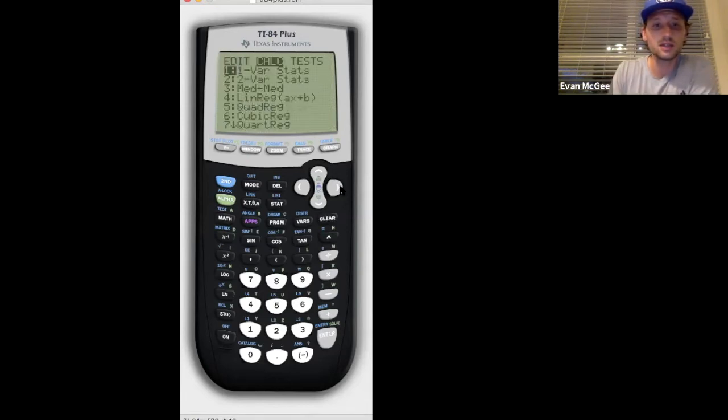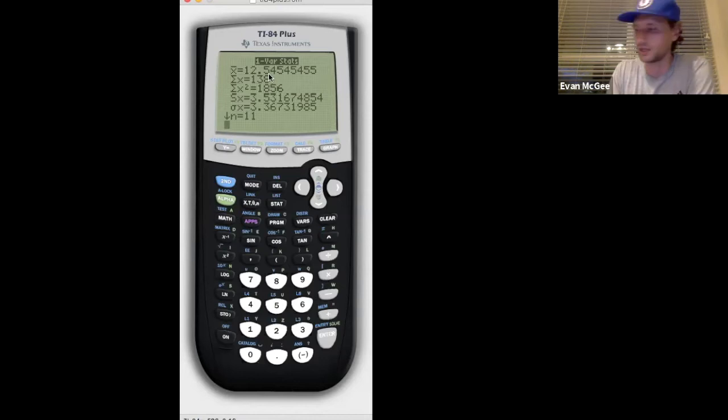Now I can do the same thing for list 2. Stat, calculate, one variable statistics. If I hit second 2, it'll put list 2 in there. My frequency list should be blank because there is no frequency list. And so my mean, or X bar, is 12.55.